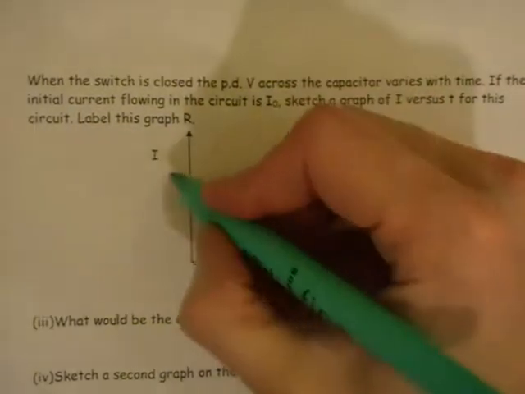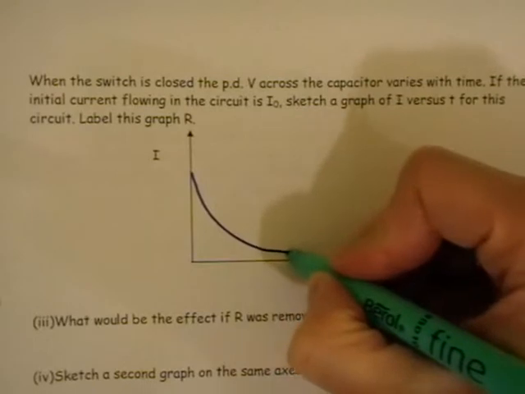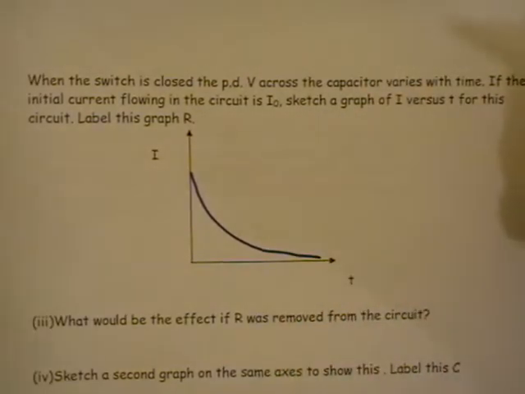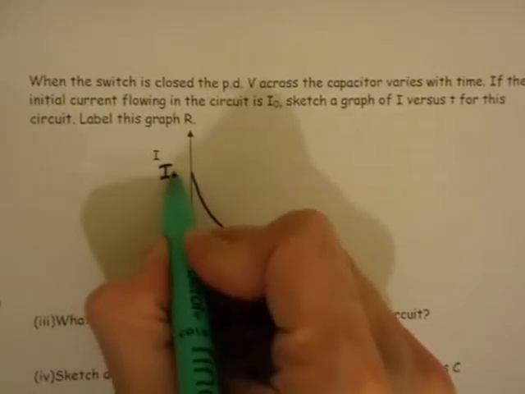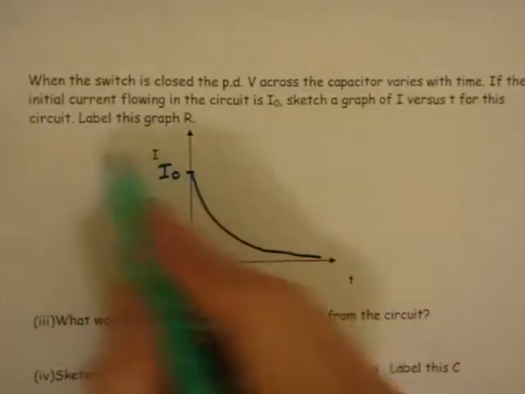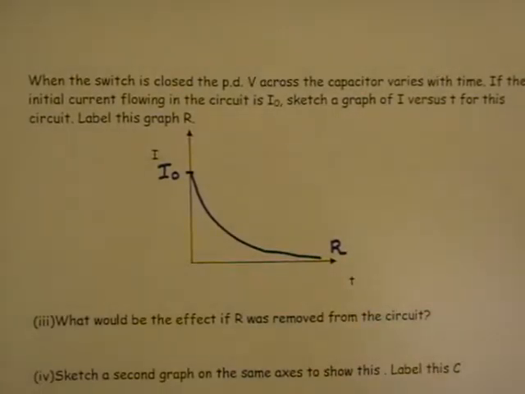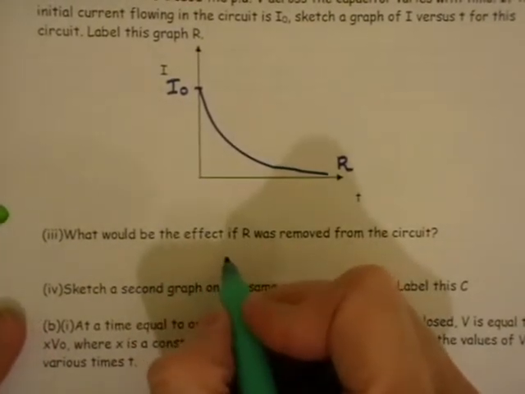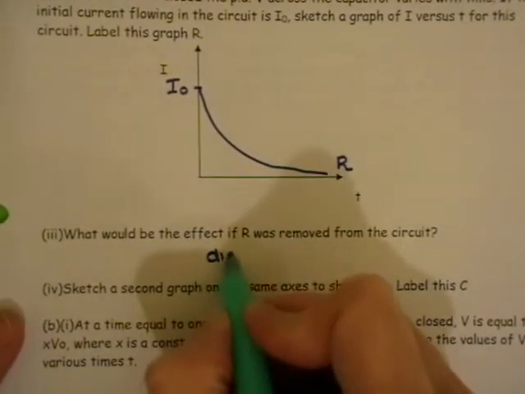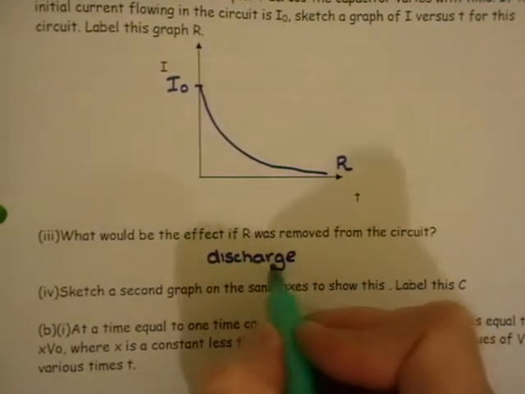Label this graph R. And so you have initial current and it's going to fall exponentially as usual. And so the initial current is I0 here. And it says label this graph R, and the reason is because we have a second graph to draw on top of it. What would be the effect if R was removed from the circuit? If R was removed, then it would discharge much more quickly.